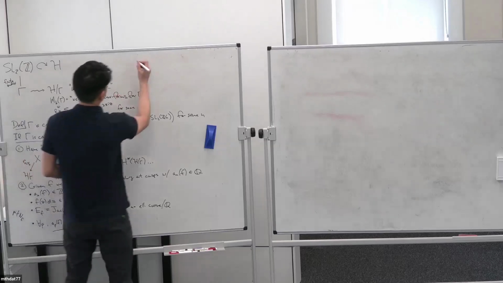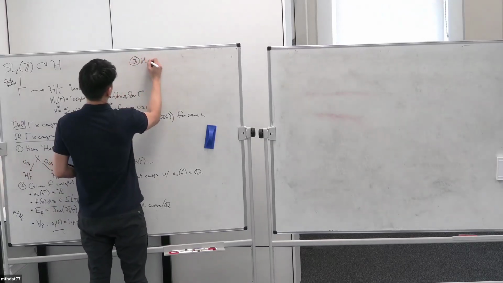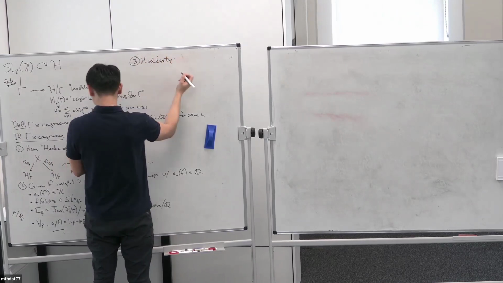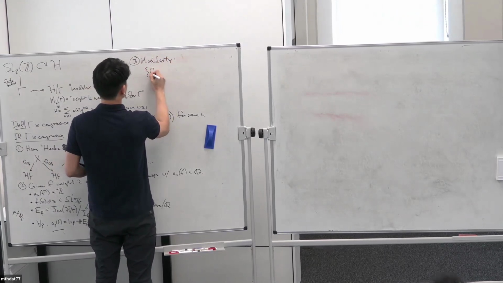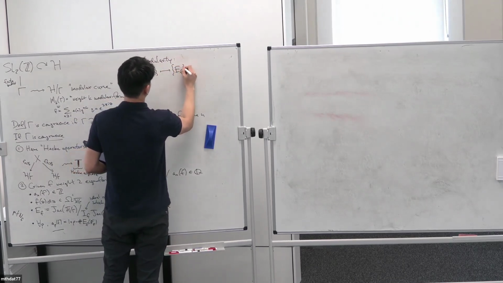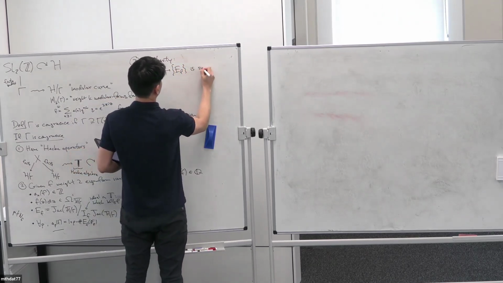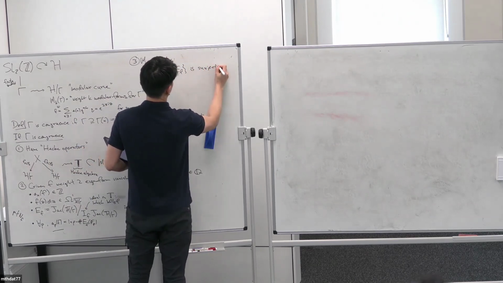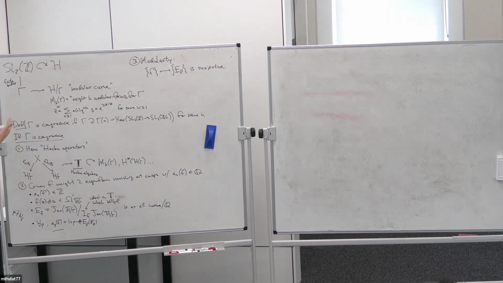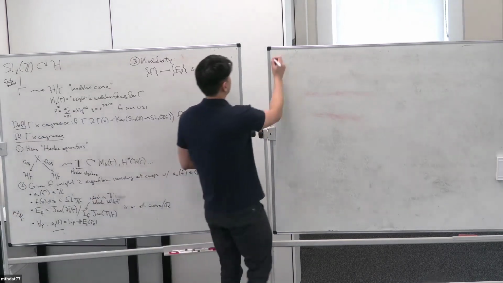And third, of course, there's this amazing, deep result. The modularity theorem says that, in fact, this association that goes from F to E_F is surjective. In fact, you could probably make this bijective if you describe which F's you take. Okay, so what happens if gamma is non-congruence?